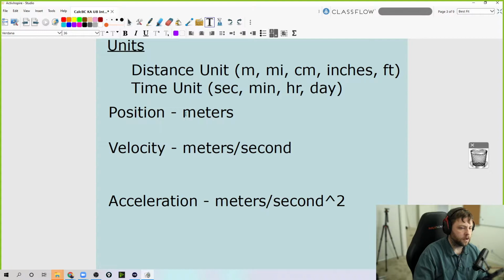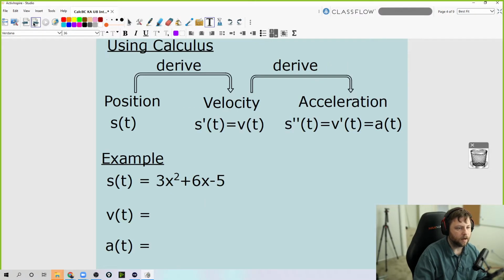If we're talking about position, and this was meters and seconds, the units for position would be meters, velocity would be meters per second, and acceleration would be meters per second squared. So your acceleration is going to have the time unit squared on the bottom, and so on. Remember that as a reminder for units, because that comes up in these kind of problems.